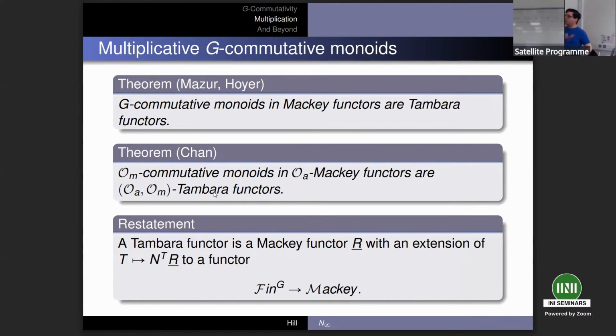And so just restating this, to give myself a Tambara functor, this is the external version, finally, of a Tambara functor. It's to give myself a Mackey functor together with an extension of T goes to the T norm of R to a functor on all of finite G-sets. And it's the same thing that I've seen again and again, but it sort of packages it all in one fell swoop.